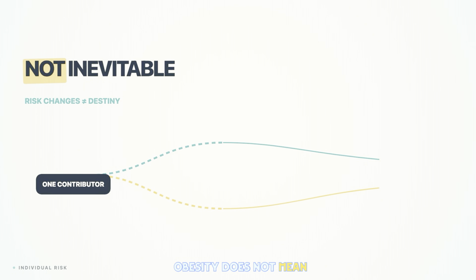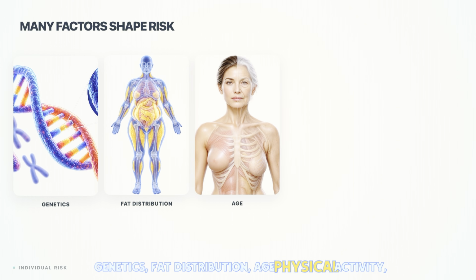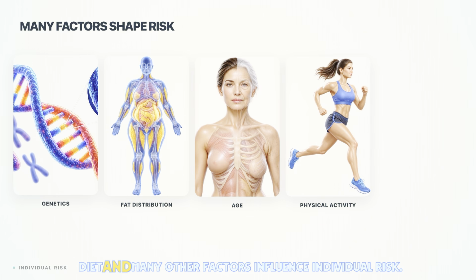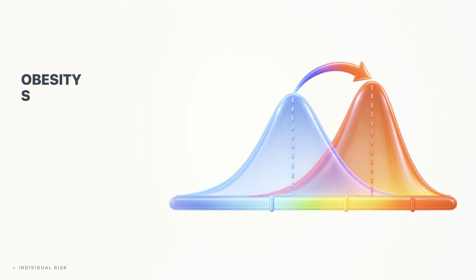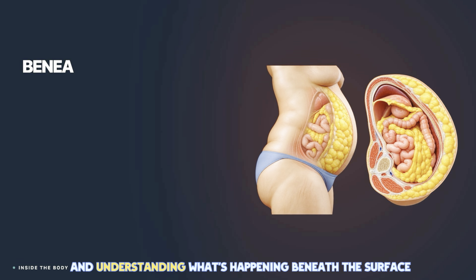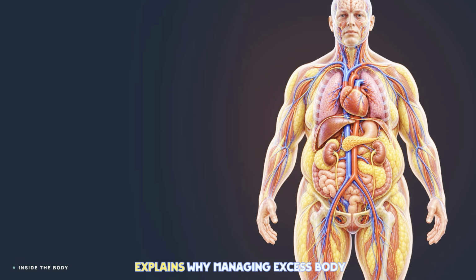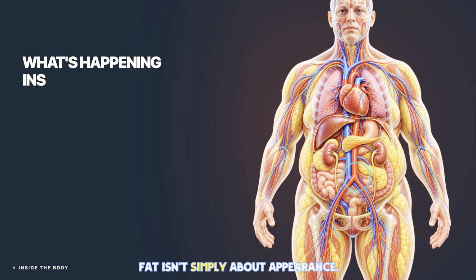Obesity does not mean that someone will inevitably develop diabetes or hypertension. Genetics, fat distribution, age, physical activity, diet, and many other factors influence individual risk. What obesity does is shift the odds, and understanding what's happening beneath the surface explains why managing excess body fat isn't simply about appearance.